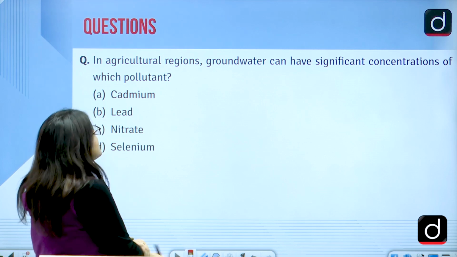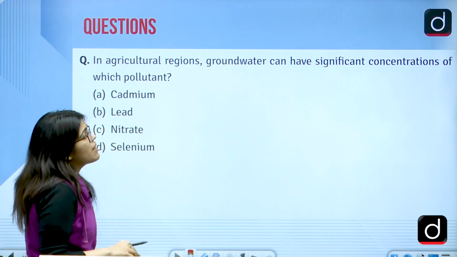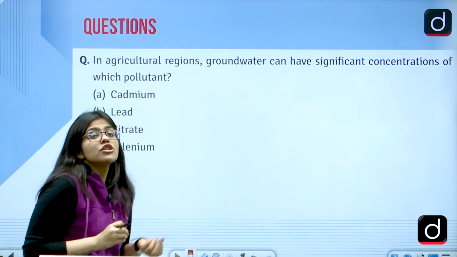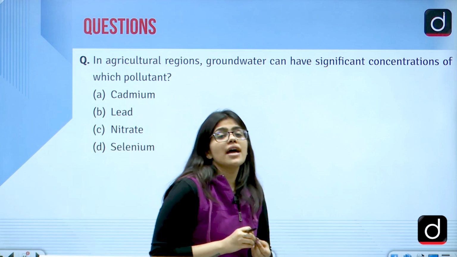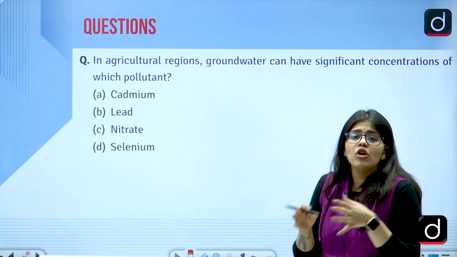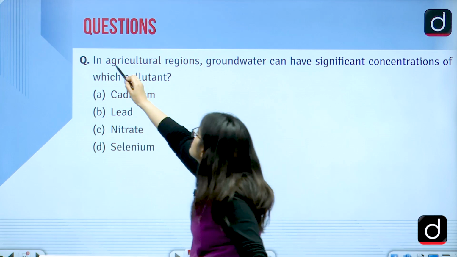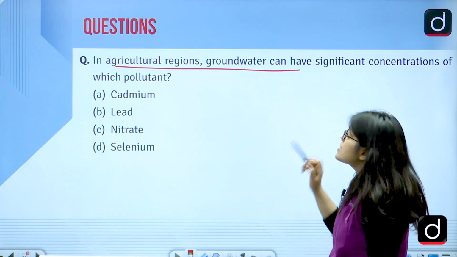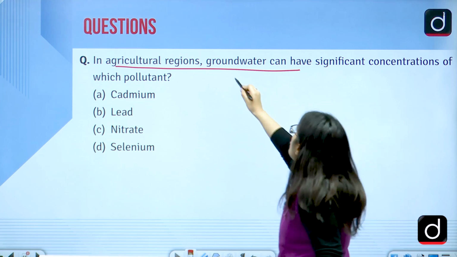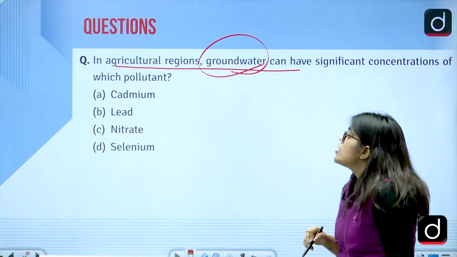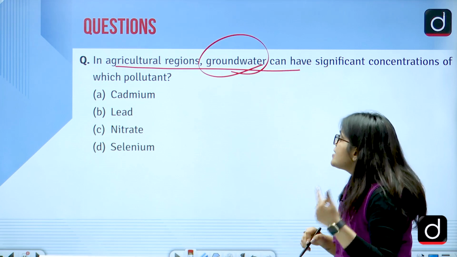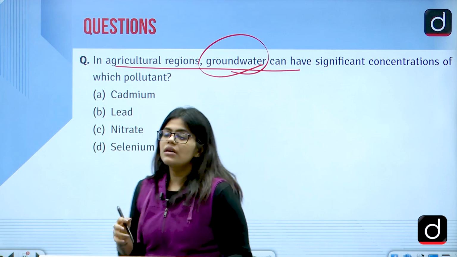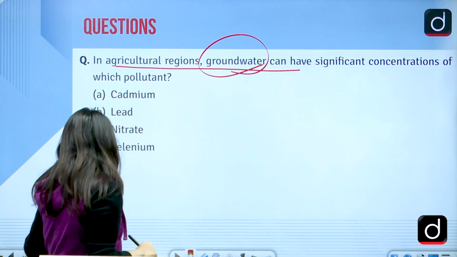Another question: in agriculture regions, the groundwater can have significant concentrations of which pollutant? So which is this pollutant that can cause a lot of problems or a lot of pollution in the agricultural regions whenever we talk about the ground level water? So this is an agriculture region. Also, we are talking about the groundwater. So is it cadmium, is it lead, is it nitrate, or is it selenium? So what will be the correct answer? So let us see the answer.